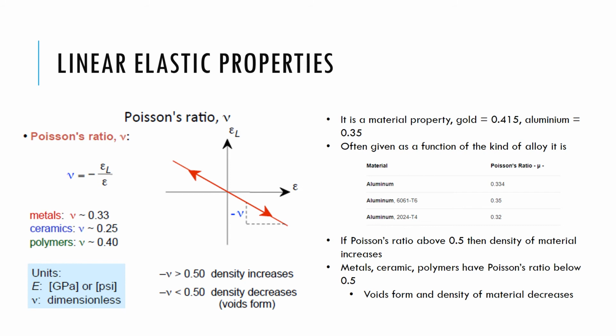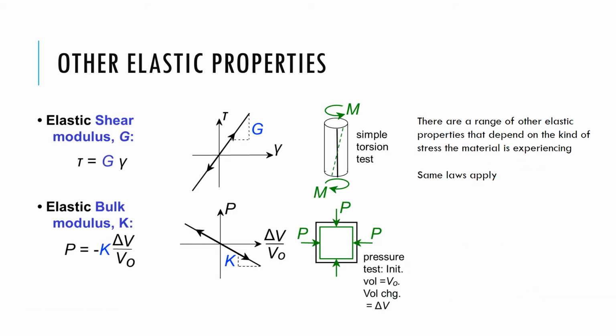So you can see there I've shown you that gold has a Poisson's ratio of 0.415, aluminium has a Poisson's ratio of 0.35. And you can also measure various other elastic properties that depend on the kind of stress that the material is experiencing. But as I said, I want you to focus on tensile stress and tensile strain for this module.